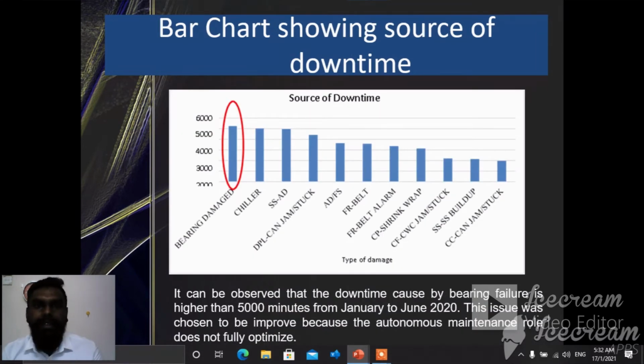Okay, the next is the bar chart showing source of downtime. It can be observed that the downtime caused by bearing failure is higher than 5,000 minutes from January to June 2020. This issue was chosen to be improved because the autonomous role does not fully optimize. You can see from this graph that the bearing damage is higher than other types of failures.